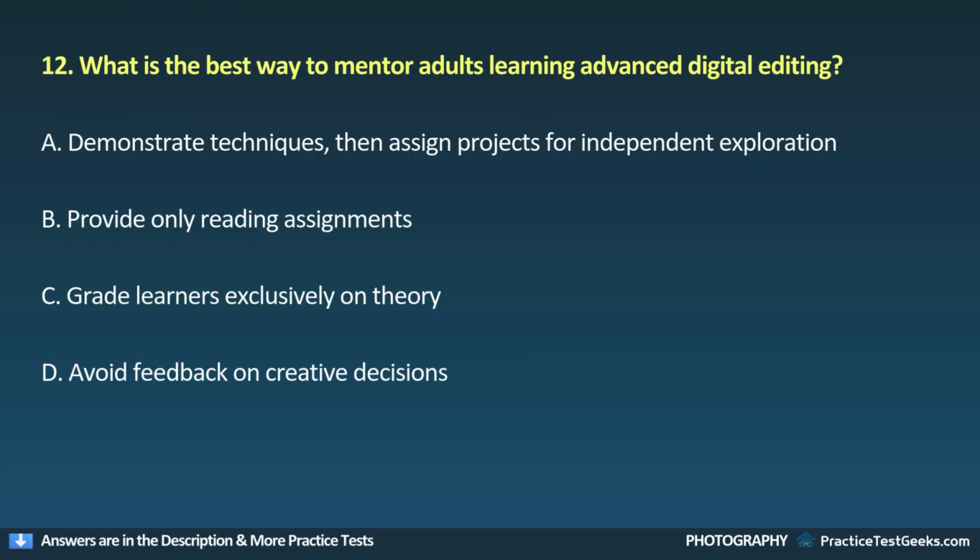12. What is the best way to mentor adults learning advanced digital editing? A. Demonstrate techniques, then assign projects for independent exploration. B. Provide only reading assignments. C. Grade learners exclusively on theory. D. Avoid feedback on creative decisions.